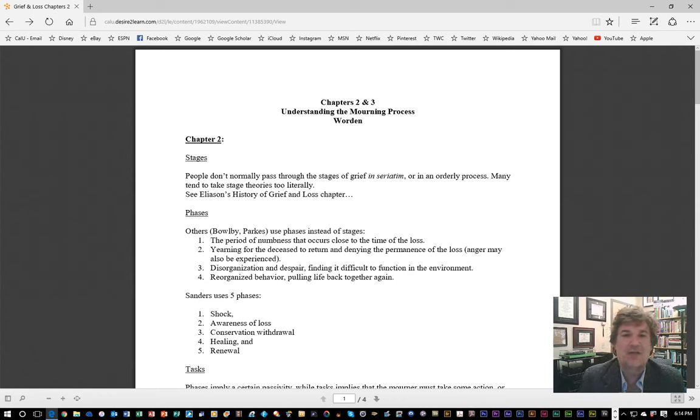Let's talk about Chapter 2 first, understanding the mourning process, or the grieving process, from Worden. And he begins by talking about stages, but we're quickly going to move towards tasks, because tasks is really the contemporary focus of counseling individuals who are grieving, both uncomplicated and complicated. So tasks.